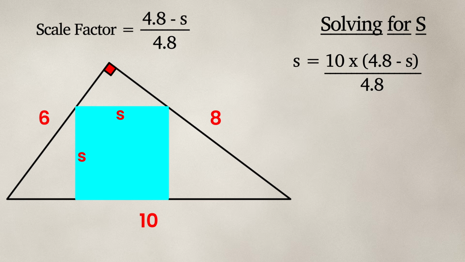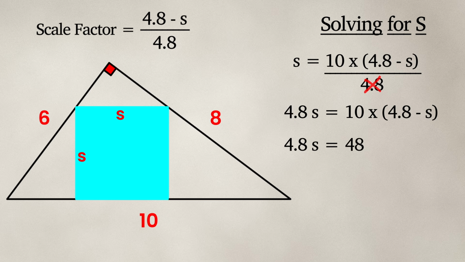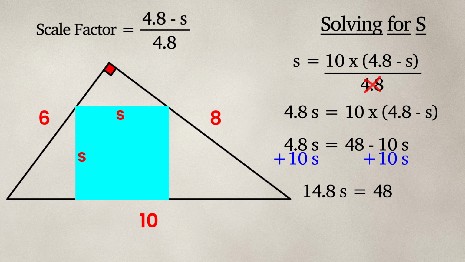Okay, so let's solve this step by step. First, let's get rid of that fraction by multiplying both sides by 4.8. So we have 4.8s equals 10 times 4.8 minus s. Now if we expand the brackets on the right, we get 4.8s equals 48 minus 10s. So now we can add 10s to each side, and that gives us 14.8s equals 48. And finally, we can divide both sides by 14.8 to leave just s, and that gives us approximately 3.243 units.